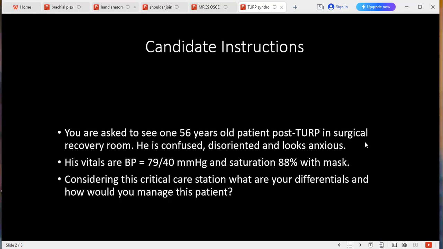Can you explain the mechanism, how this syndrome occurs? Yes, due to continuous resection of the prostatic tissue, the venous sinuses are open, and due to continuous irrigation with the hypotonic solution, the solution is absorbed in the venous circulation. That would lead to hypervolemia, and that would lead to dilutional hyponatremia.